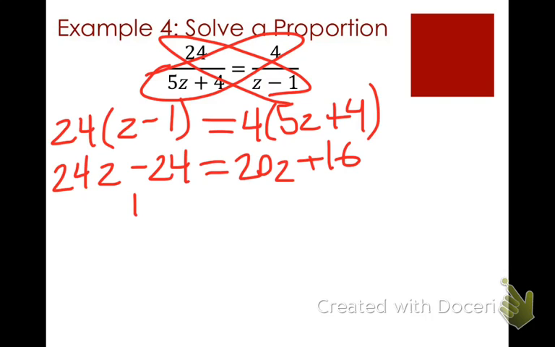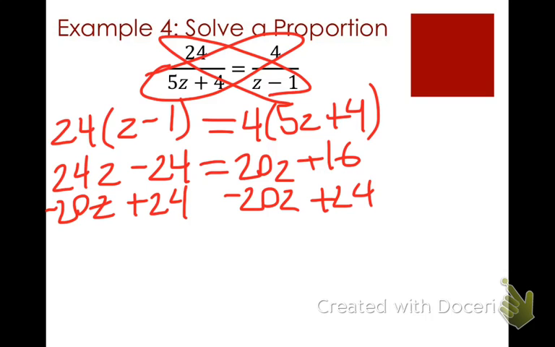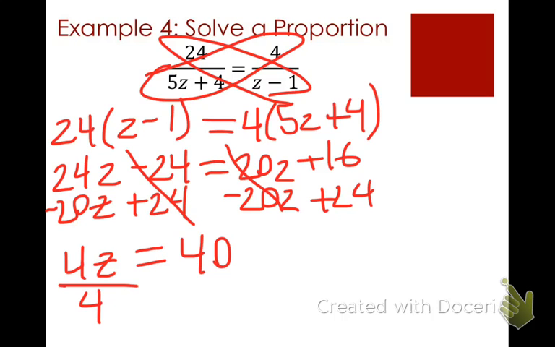So if I subtract 20z from both sides and add 24 to both sides, I end up with 4z on the left has to be equal to 40. 16 plus 24 equals 40. And now to solve for z, divide both sides by 4, and z has to equal 10.